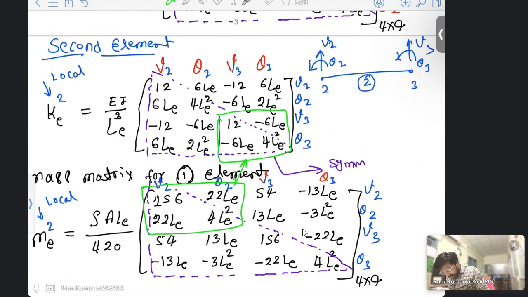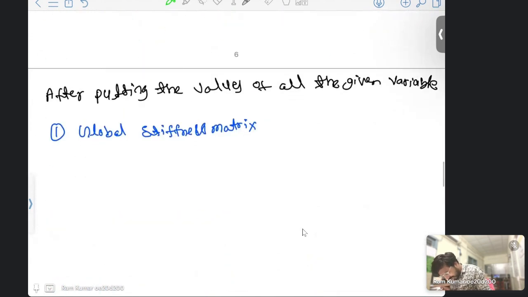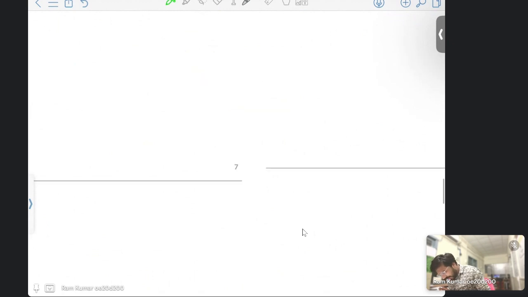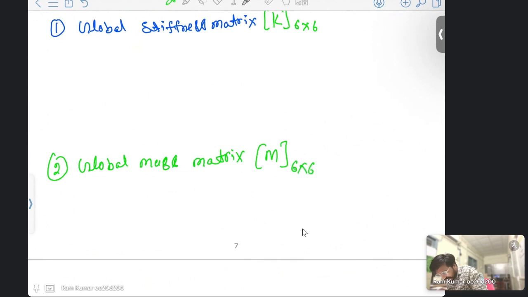We need to add. So what will be the first, global stiffness matrix K, and its size will be 6 by 6, and the second one, global mass matrix M, it will be 6 cross 6. I will write Kg and Mg.